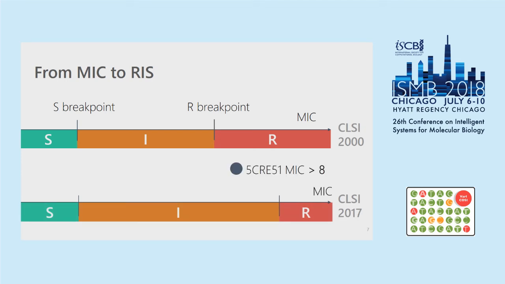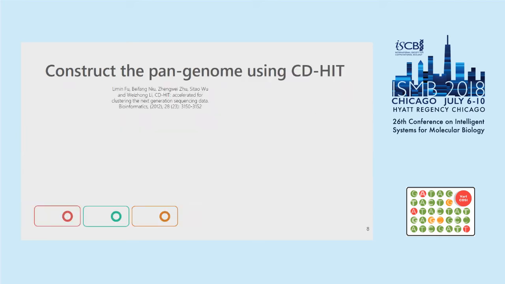So say we have a bacteria that has a minimal inhibitory concentration of greater than 8. It will be resistant in year 2000. However, in year 2017, it will be either intermediate or resistant. And that will cause huge trouble in model training. Therefore, we annotated all the resistant phenotypes according to the CLSI 2017, and all phenotypes that are unsure are removed from our training.